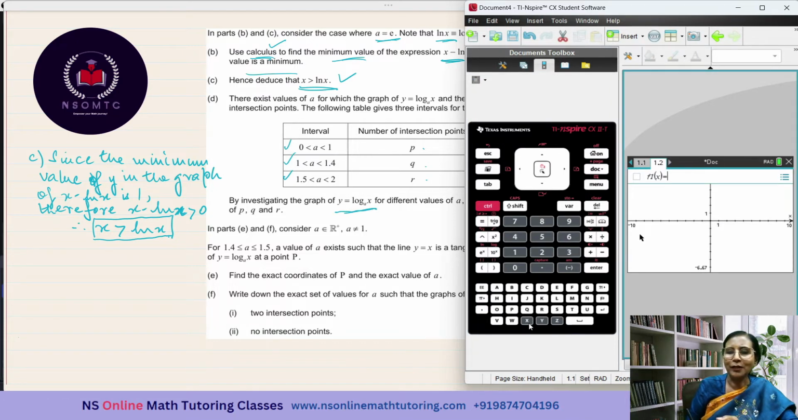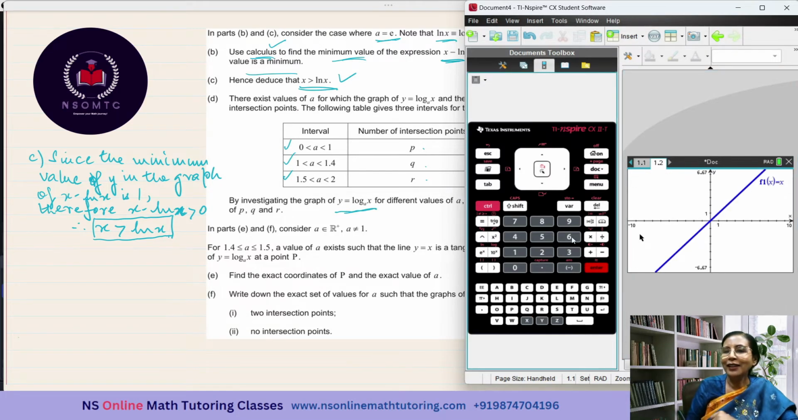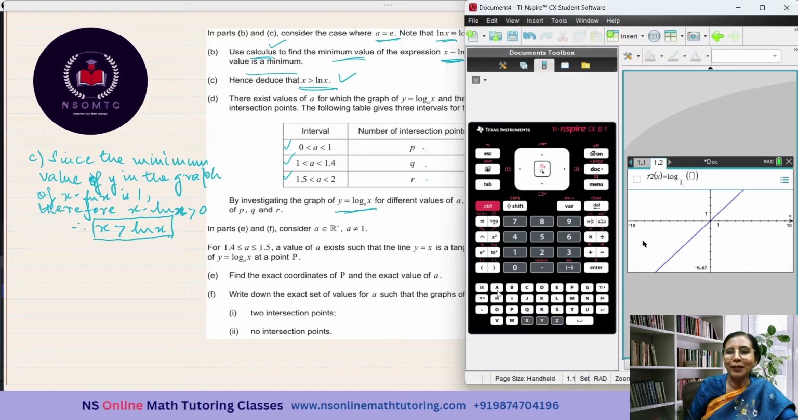First of all, let me draw the easier one, the y equals x line. Okay, and then I have to draw the logarithmic curve. So it is, okay, and it is A. Yeah, you see, first time it gives me a warning, because you could actually, I'll be using the slider.